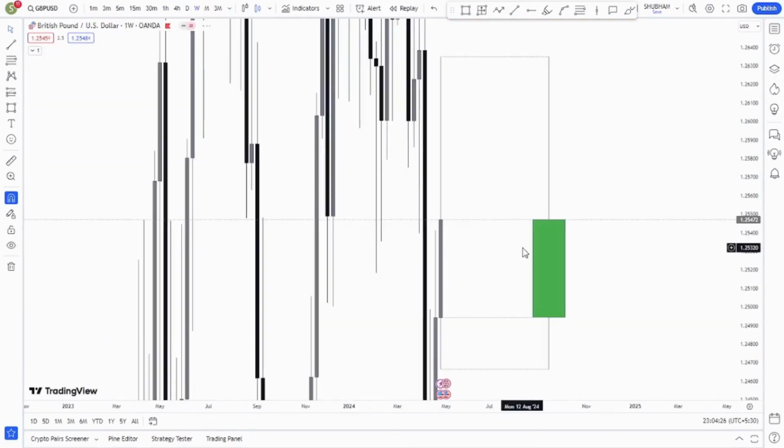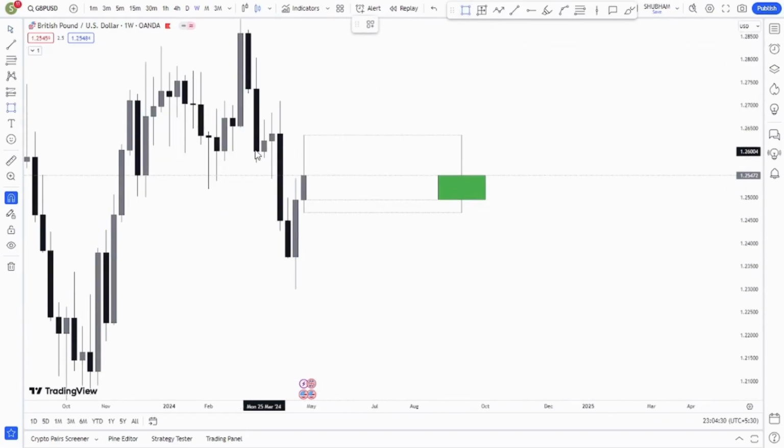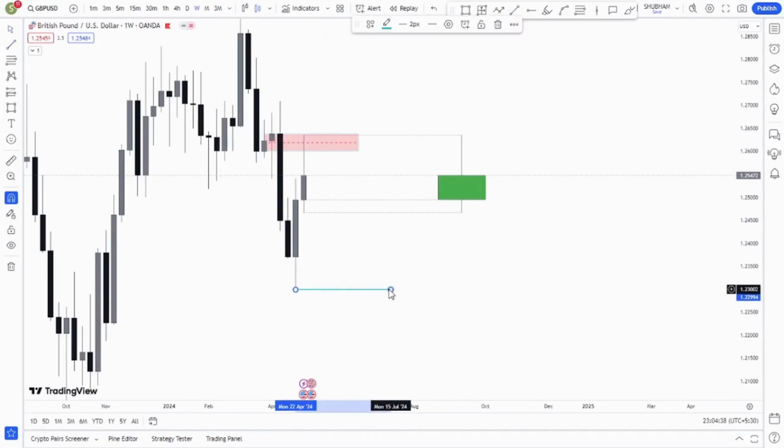Let's go to GBP USD. GBP USD weekly time frame. Same idea. These two consecutive up close candles are our weekly bearish order block, and our immediate target is these weekly lows, external range liquidity.